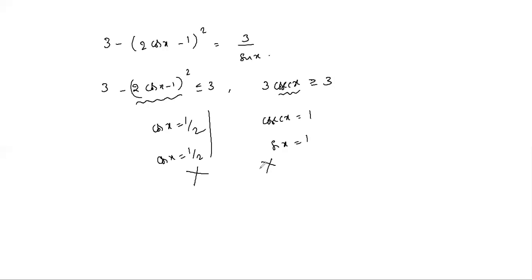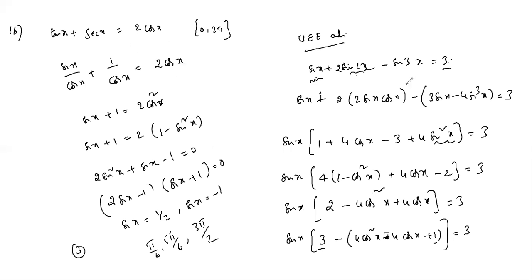Understand? Listen once. So sin 2x is 2 sin x cos x, sin 3x is 3 sin x minus 4 sin cube x. Total, sin x you take common, and inside the bracket you convert totally into cos square, so that you can write a perfect square. By writing the perfect square, we are getting 3 minus 2 cos x minus 1 whole square. After that, we are simplifying only.